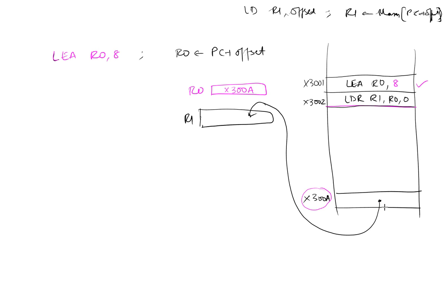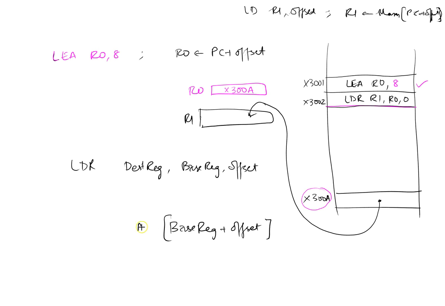Okay, so when we write an LDR, we write it in the order of destination, base, offset. LDR's format is always the destination register, a base register, and an offset. And what is it really doing? It's taking the base register, adding the offset to it, going to the memory location that results in, and putting the contents into the destination. Yeah? Okay.